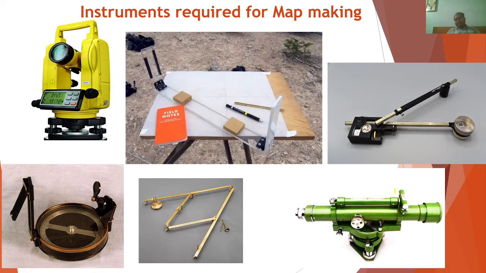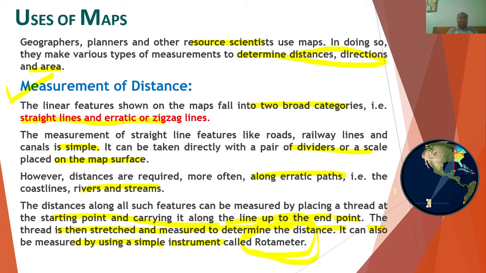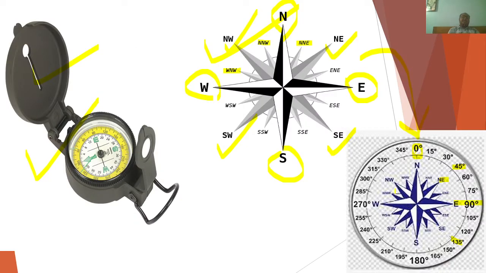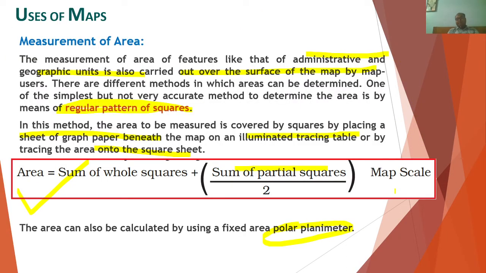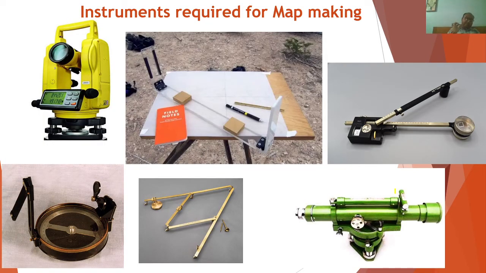So finally, we have understood the use of maps. Particularly, maps are used for measurement of distance, after that measurement of direction, and third is the measurement of area. I hope these concepts are clear. So please refer to part 1, 2 and 3 videos. Those videos are very interesting. Today is the conclusion part only.